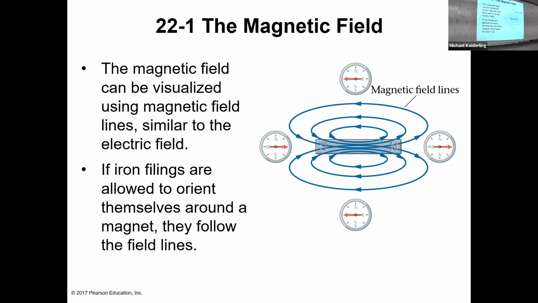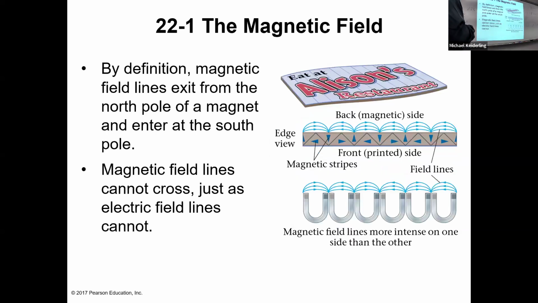If you have iron filings and allow them to orient themselves around the magnet, they'll follow the field lines. Little bits of iron will line up along the lines of the field as they get magnetized. By definition, magnetic field lines exit from the north pole of a magnet and enter at the south pole. They can't cross, just like electric field lines cannot. But you can set up a magnet so one side has a more intense magnetic field than the other. Here's an example. A lot of fridge magnets are actually set up this way.